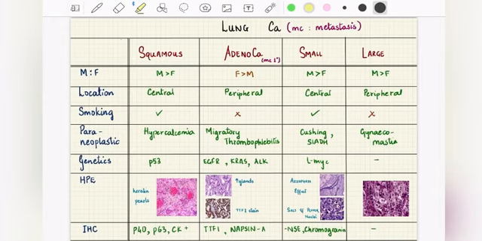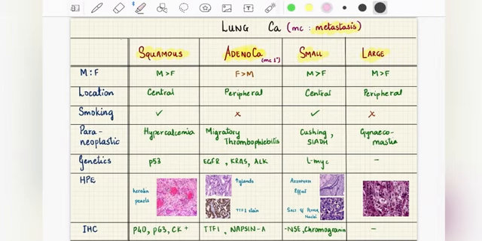So the most common lung carcinoma is because of metastasis, that is secondary cancer, and the most common cause of primary lung cancer is adenocarcinoma. So we know that there are four types of lung carcinoma. One is squamous cell, then there is adenocarcinoma, then there is small cell and large cell lung cancer. Now we look at a table in which we will be revising all the important points about these cancers.